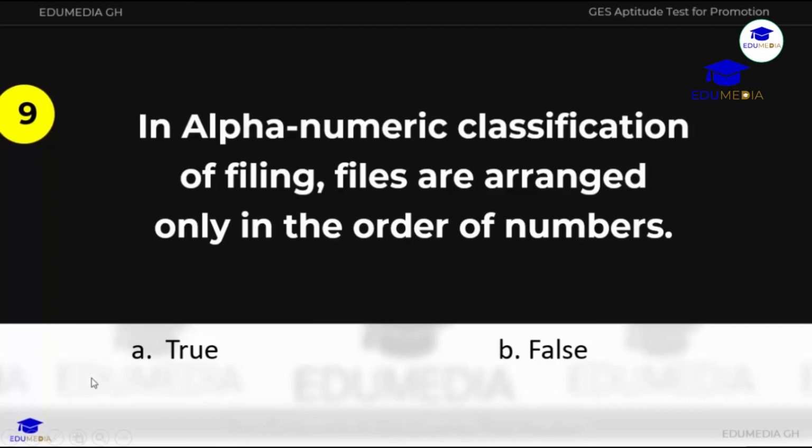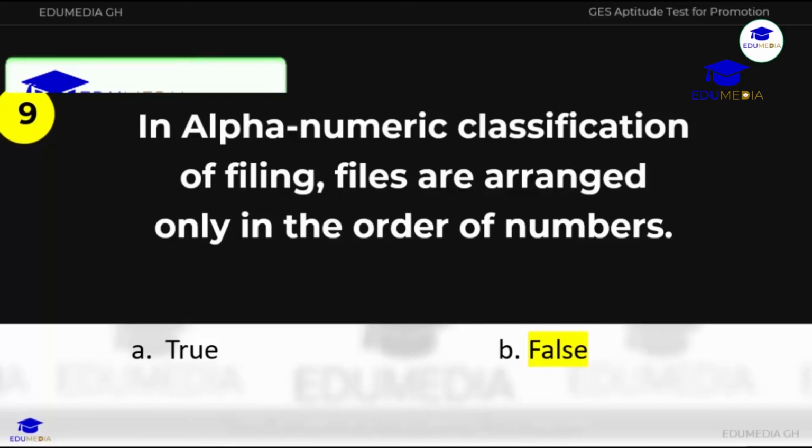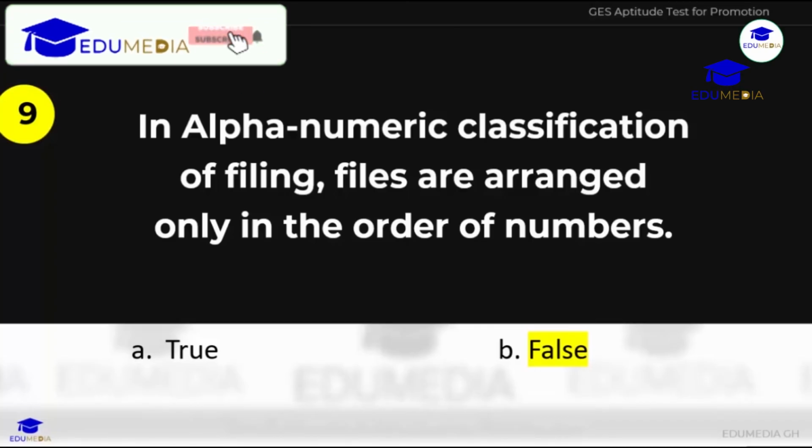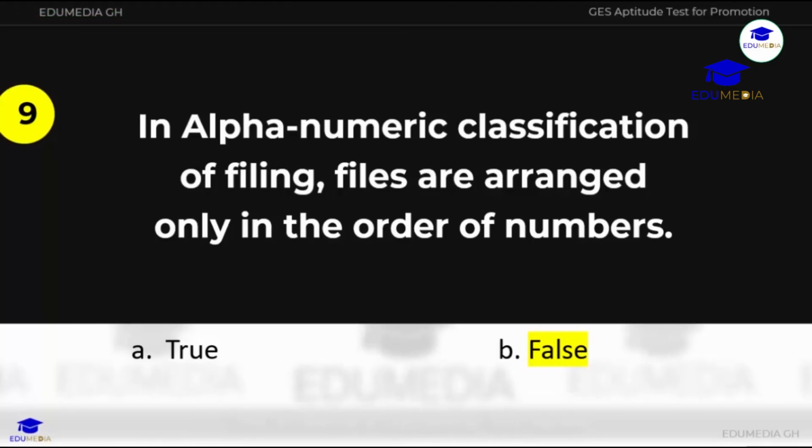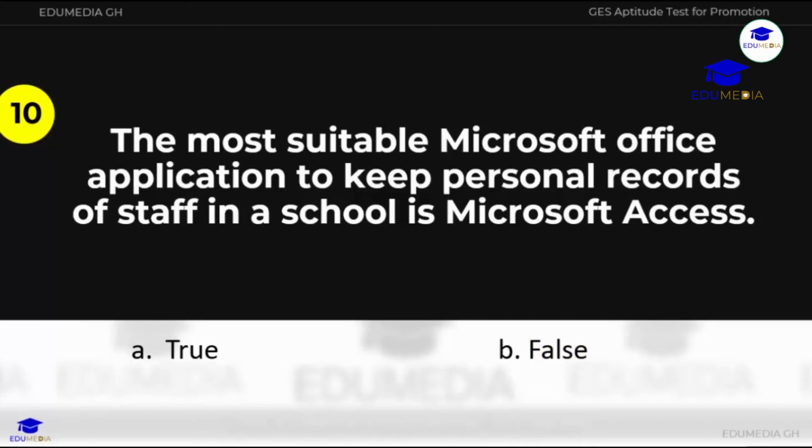The correct answer here is false. Now, the reason why this is false is that in alphanumeric classification of filing, files are arranged in both numerical and alphabetic order. So, alphanumeric classification is a method of organizing files and documents that are based on a combination of letters and numbers. Now, the next question.